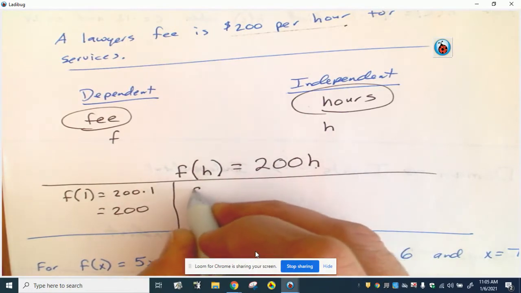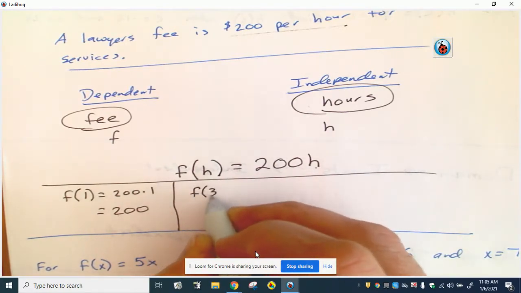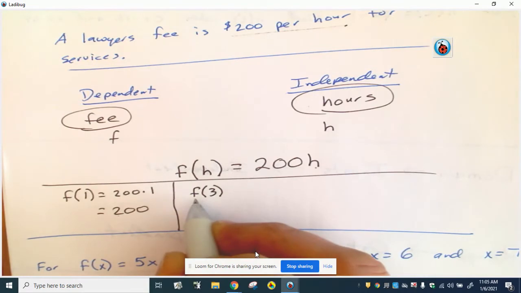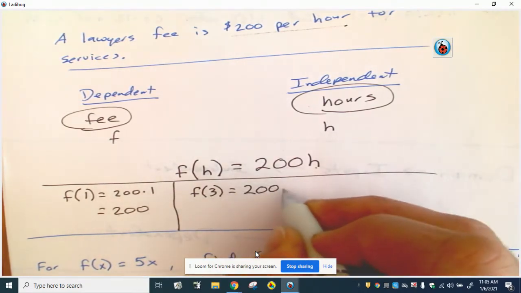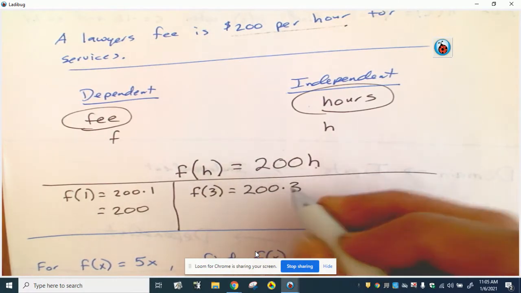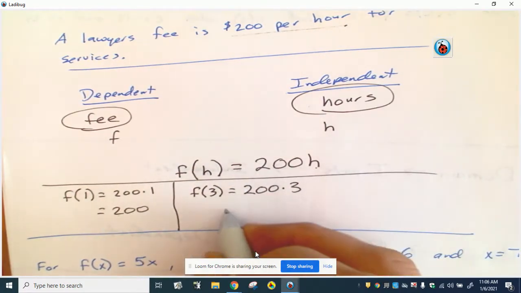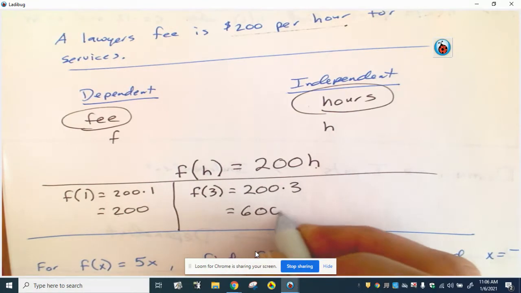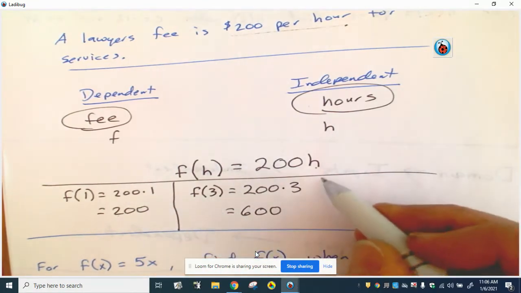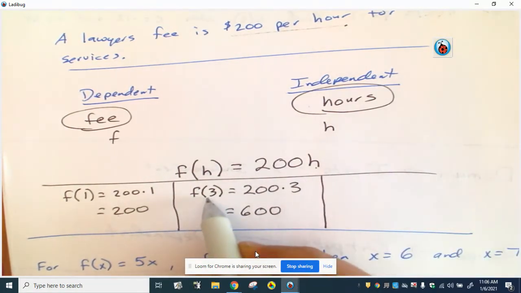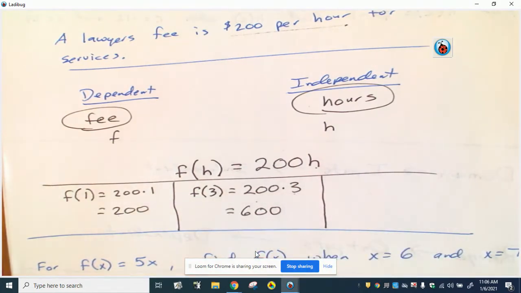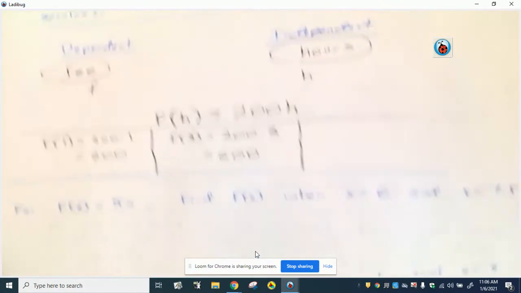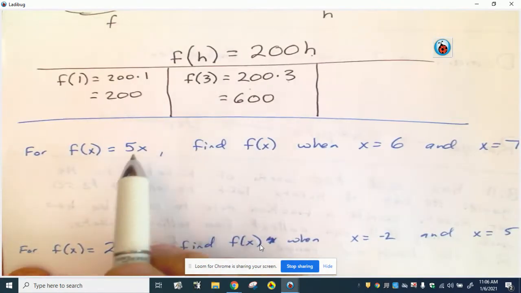If we talk to the lawyer for 3 hours, we would say f of 3, and all we would do is plug in a 3 for the h, and then we just multiply. 200 times 3 is 600. So f of 3 means we talked to the lawyer for 3 hours, we'd plug in a 3, and the cost would be $600. Make sense? And that's how all of these are going to work.